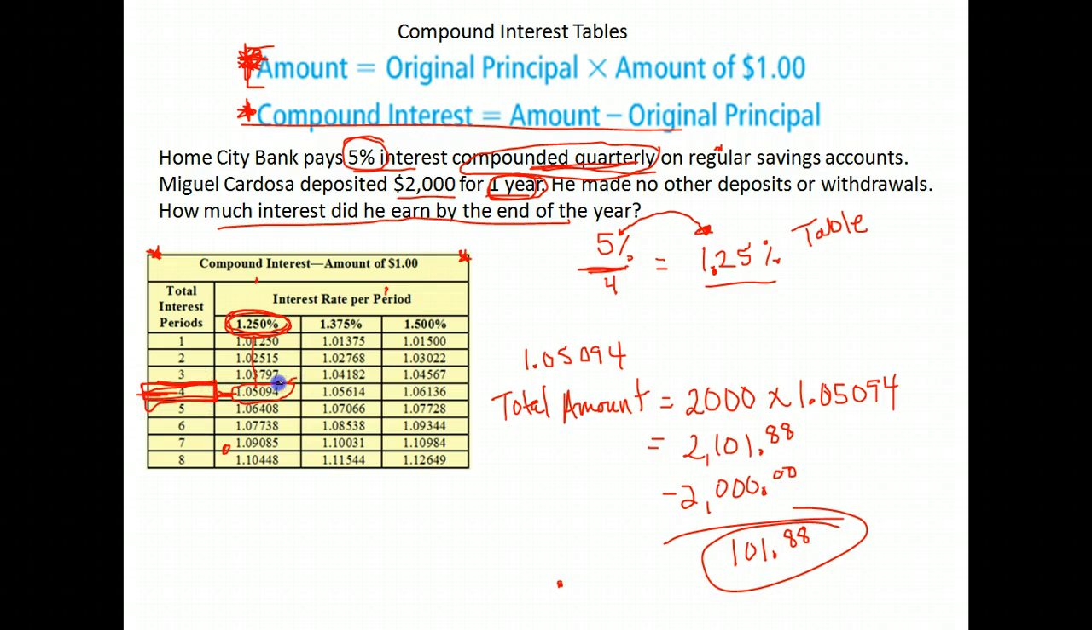We looked on the table to find the number. We multiplied that number by the amount that was invested, and that gave us the new amount that this person had, their original plus interest. We just wanted the interest, so we then subtracted the original amount we had in the account, and we got our interest of $101.88.